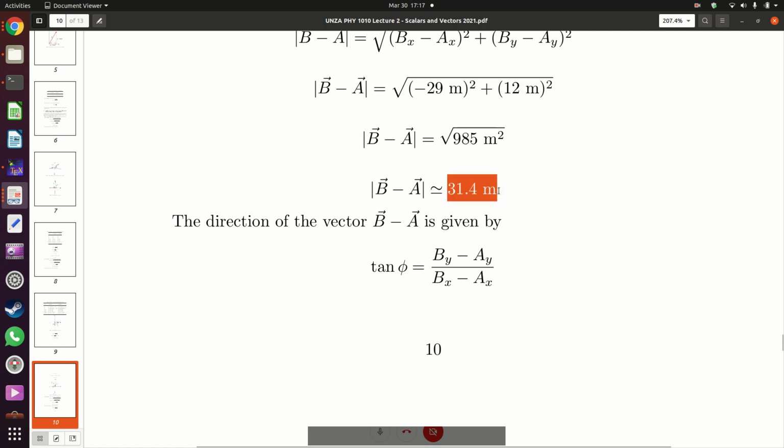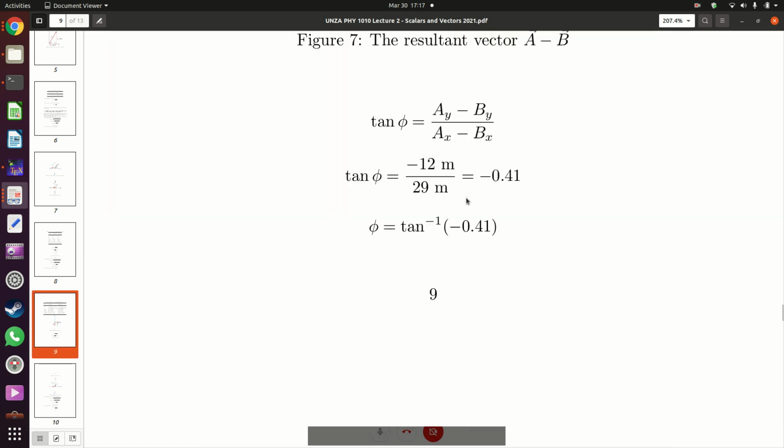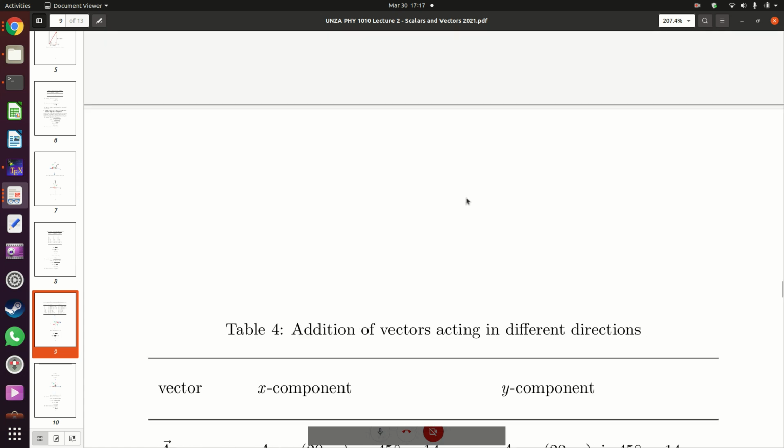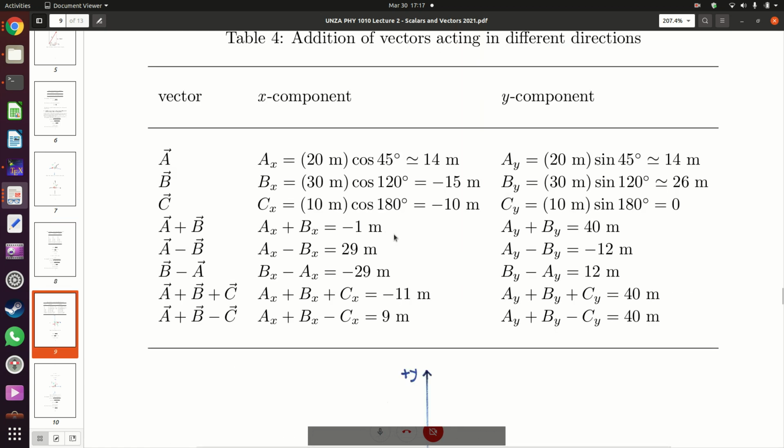This 31.4 meters for b minus a, the size of b minus a equals 31.4 meters, is the same as the size for a minus b. For a minus b, if you recall very well, we found 31.4 meters. So what is the difference here? So we have found the size of b minus a, it's 31.4 meters. The conclusion you draw here is that if you have a minus b and b minus a, the size is the same.